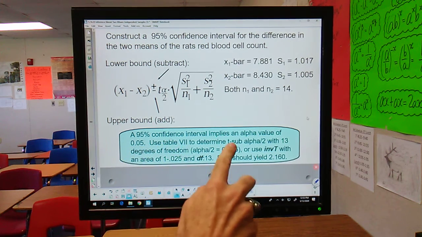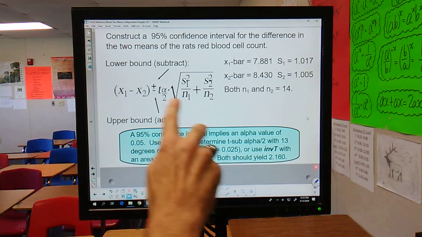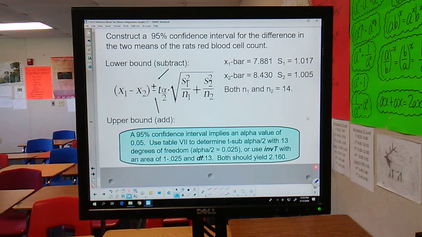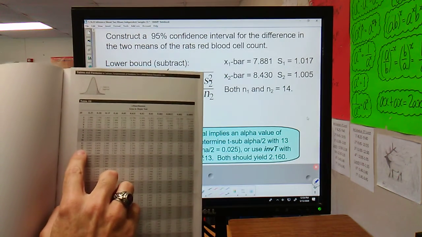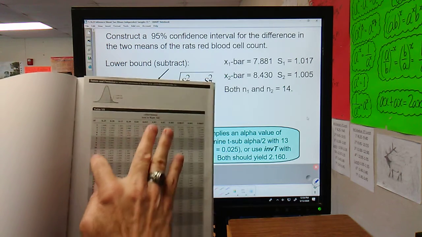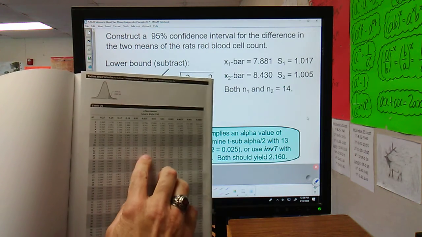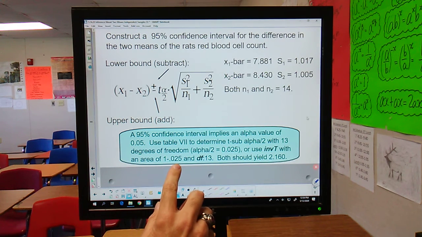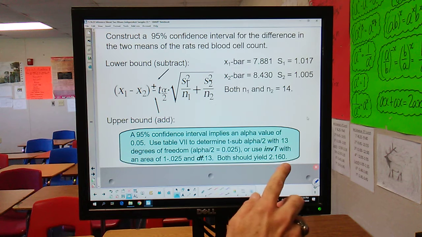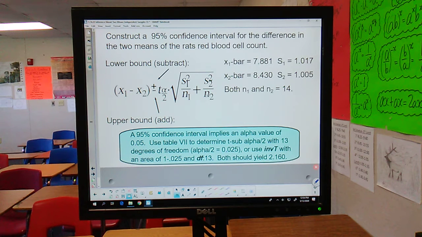Use table 7 to determine T sub alpha divided by 2 with 13 degrees of freedom. Alpha divided by 2, therefore, would be 0.025. So once again, run your finger down to 13, find 0.025. 13 and 0.025 match up at 2.160. You could also use inverse T with 1 minus 0.025, degrees of freedom 13. Both give you 2.160. So let's write that in. T sub alpha divided by 2 is 2.160. That number is going to go right there.